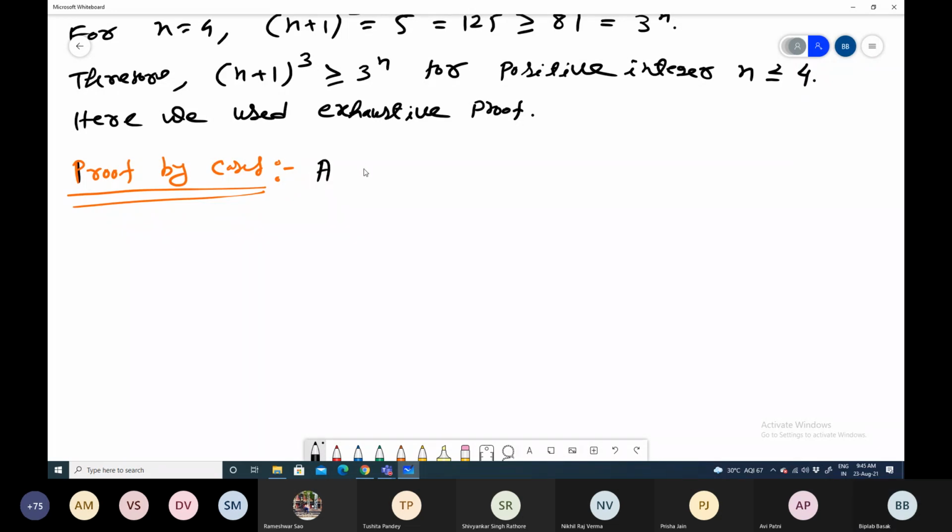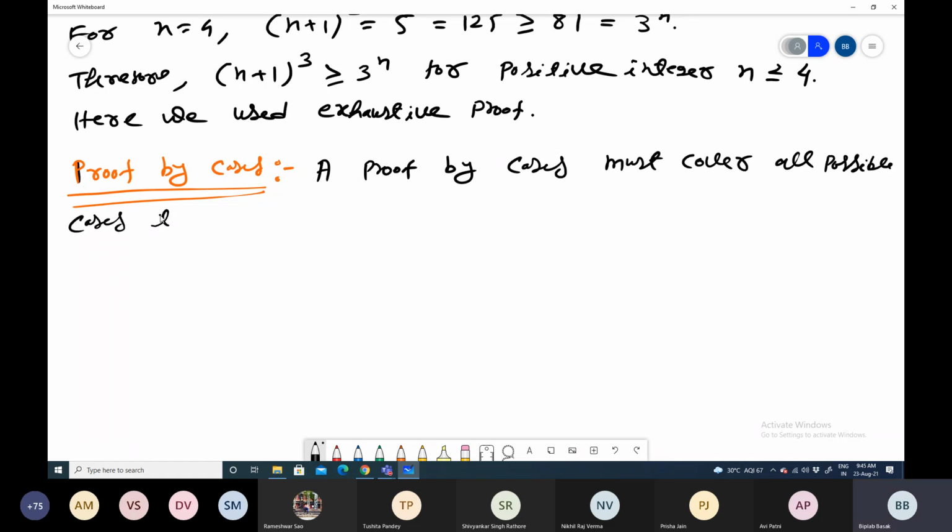So a proof by cases must cover all possible cases that arise in a theorem.